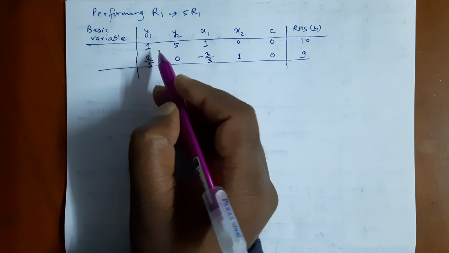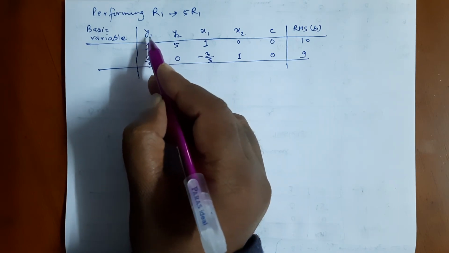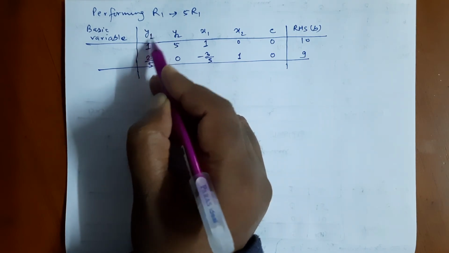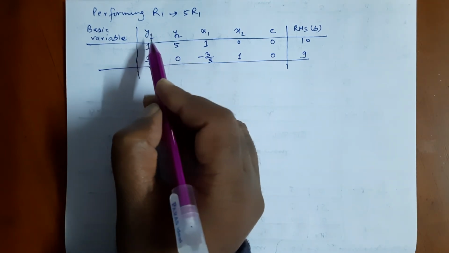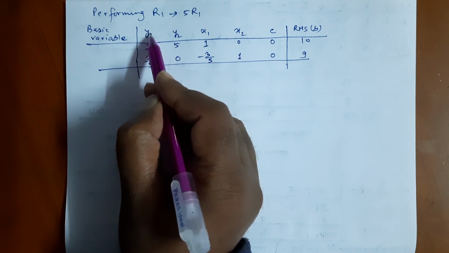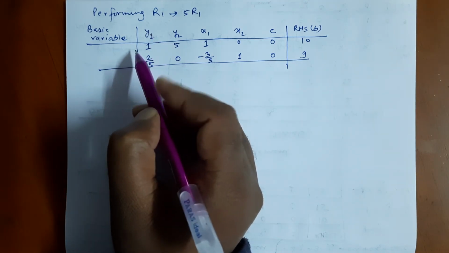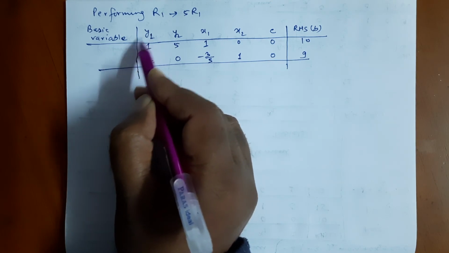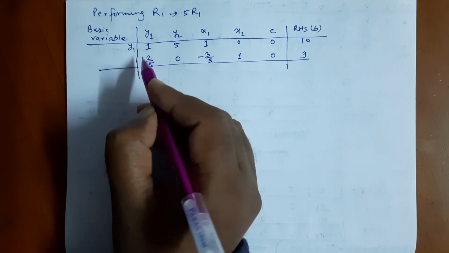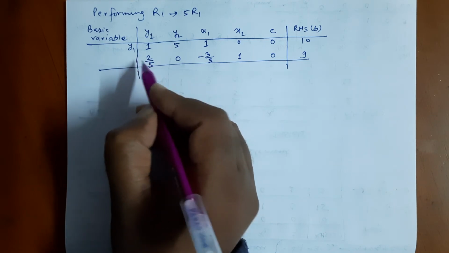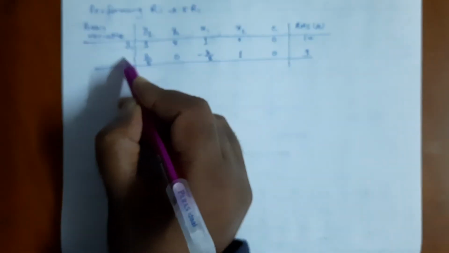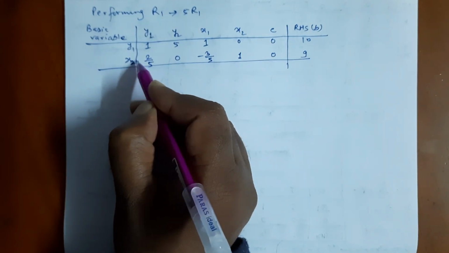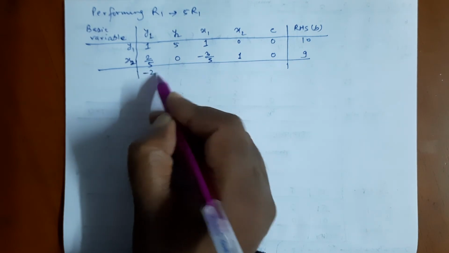And now after we have made this element 1, this variable will be the entering variable. Previously there was y2, now that y2 will be the departing variable, and this y1 will be the entering variable. y1 enters here, and this x2 is the same, and this bottom row's elements are also the same.